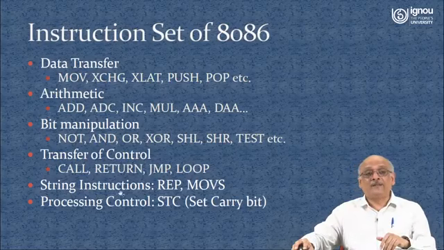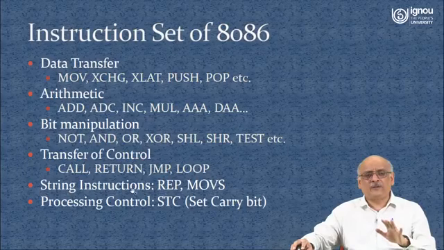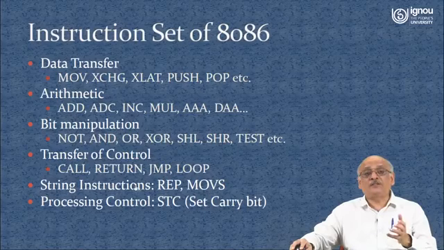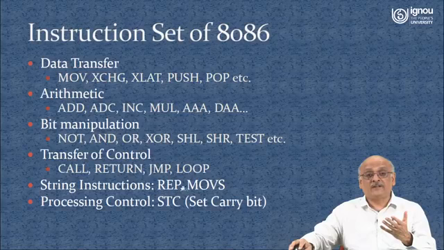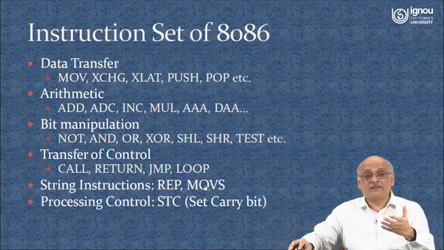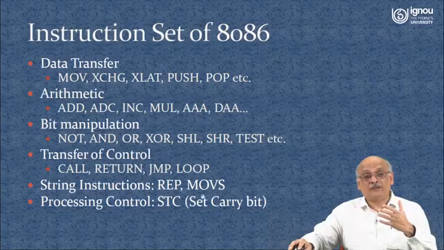Then we have string instructions, which are typical to the 8086, so we are not going into deeper detail because they are not that important now, although they were the ones which actually resulted in greater efficiency of string processing, for example comparing two strings. Your compiler was not able to use these instructions, but if you write an assembly program, you can utilize them and your program used to be very efficient.